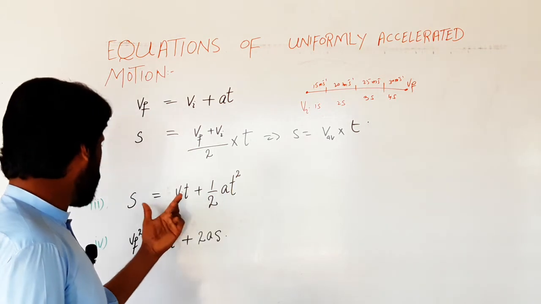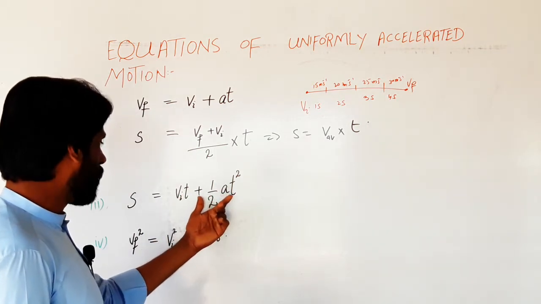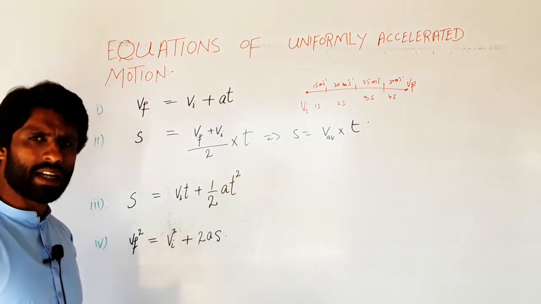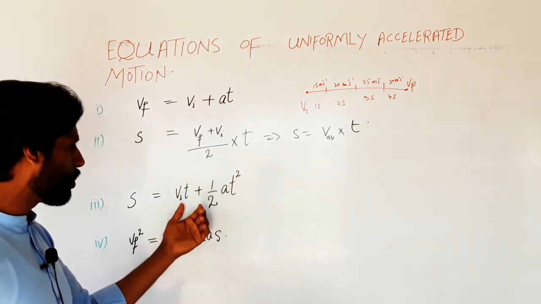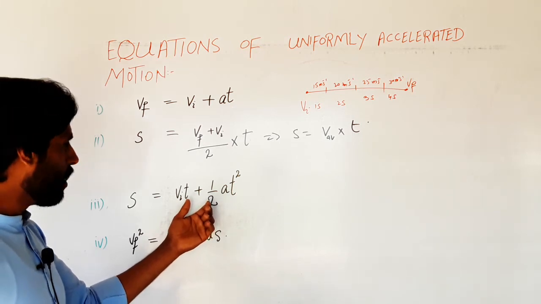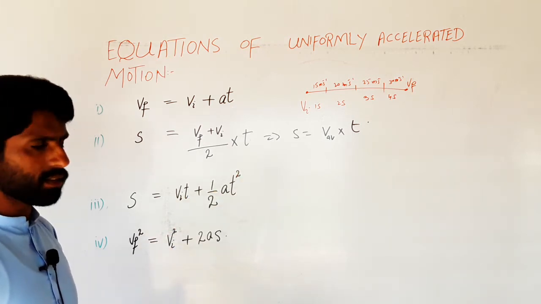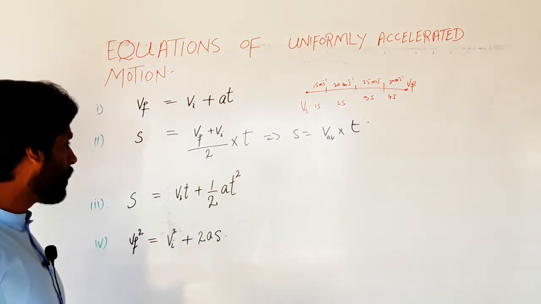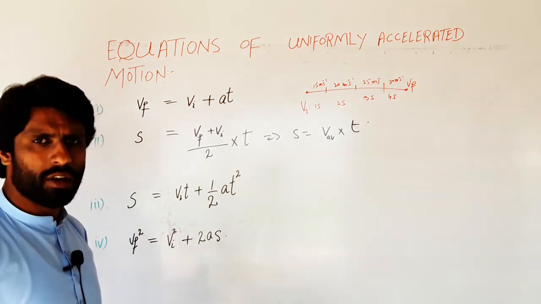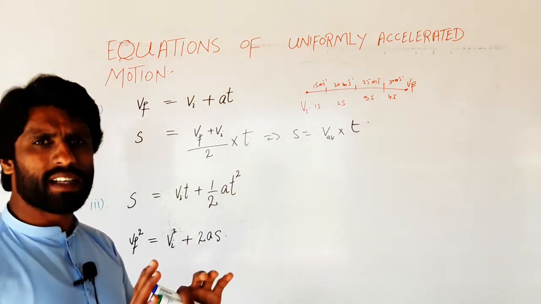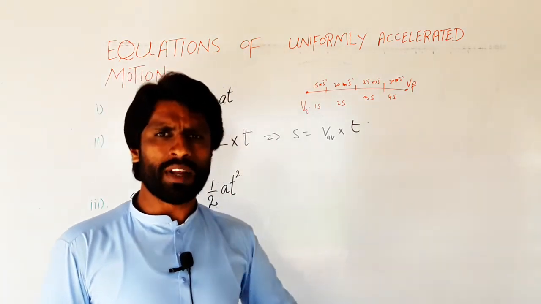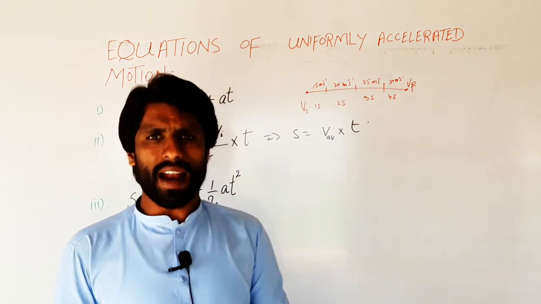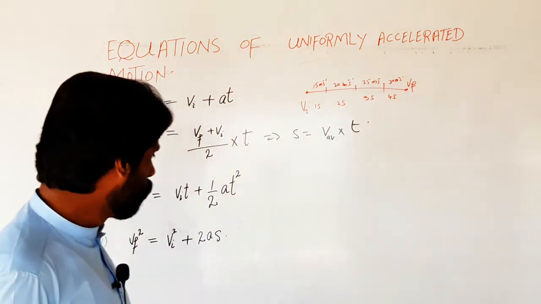And next point, S is equal to Vit plus half At square. S is the distance covered by an object, Vi is the initial velocity, T is the time, and half A T square. At this point, when an object is moving with a known initial velocity, but the final velocity is unknown or absent from the condition of the question, at this condition we use this equation.